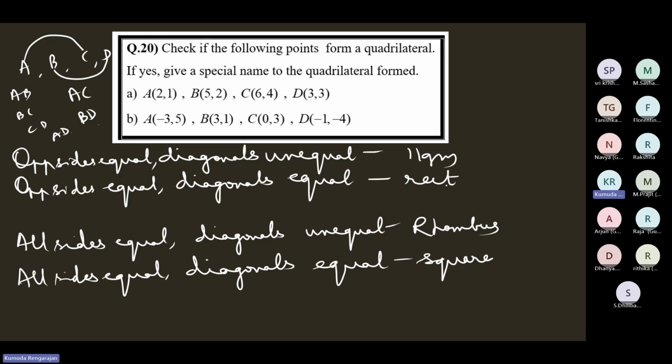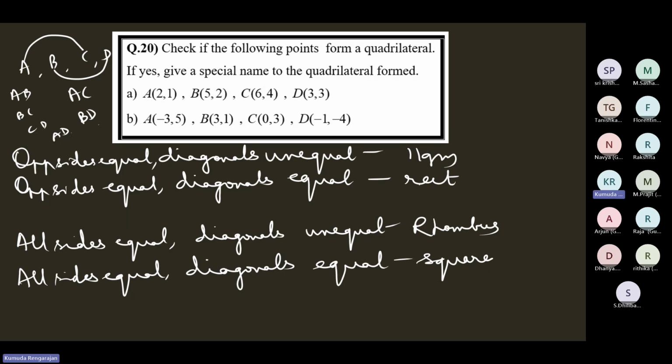Then talking about the diagonals, if opposite sides are equal and diagonals unequal, parallelogram. Diagonals equal, rectangle. Then rhombus and square, because in both all the sides are equal. That's a similarity. All sides are equal is a similarity between a rhombus and a square. The similarity between a parallelogram and a rectangle is that only opposite sides are equal.